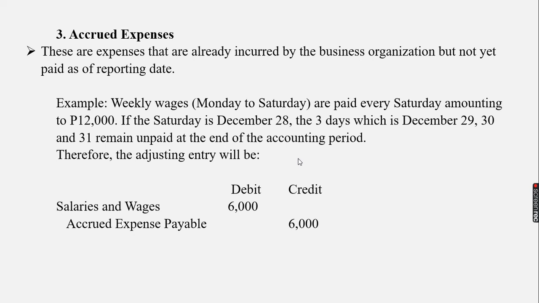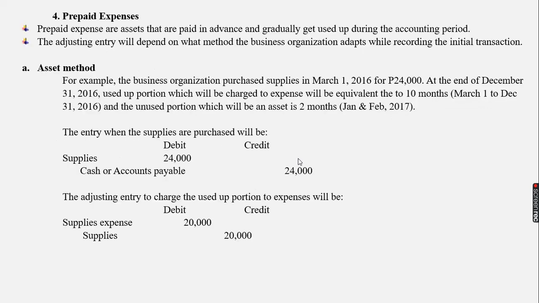I mean, they're only paid per 2 days. It's 2,000 in a day. So, 12,000 divided by 6, so 2,000 per day. And then December 29, 30, and 31, it won't be paid yet for that accounting period. So, what you put in your adjusting entry is salaries and wages, 6,000, and accrued expense payable is 6,000. Okay? That is accrued expense.